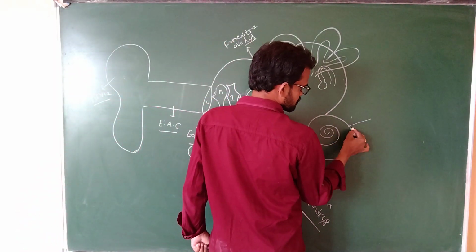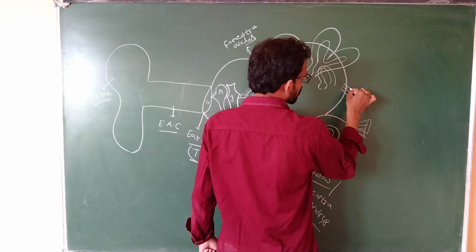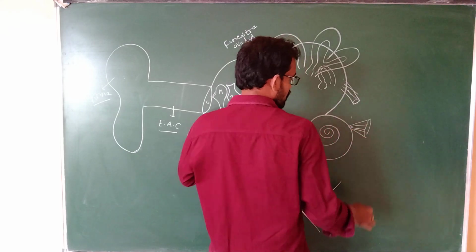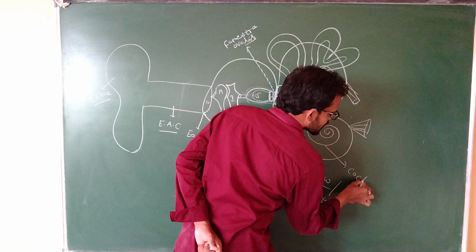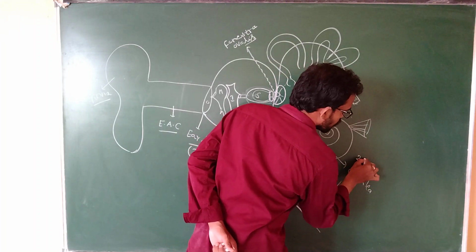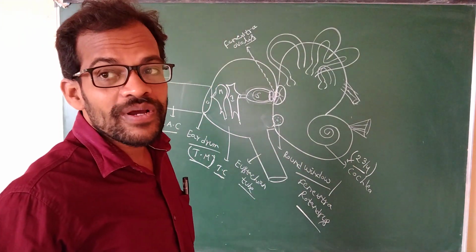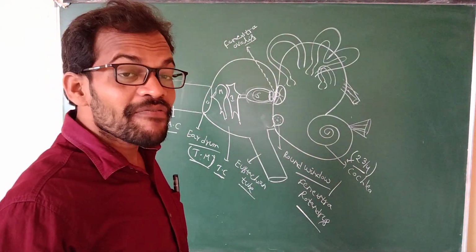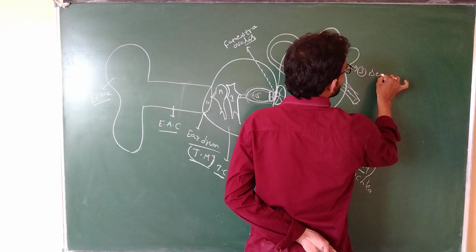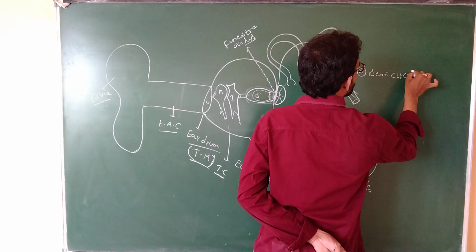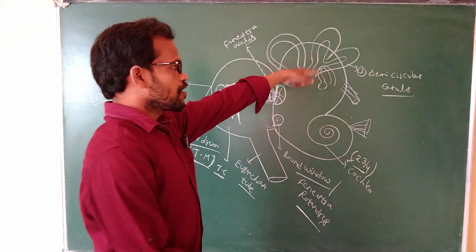Okay, this is the cochlear nerve and the vestibular nerve. This part indicates the cochlea. The human cochlea has two and three-quarters turns of the coil. These are the three semicircular canals.